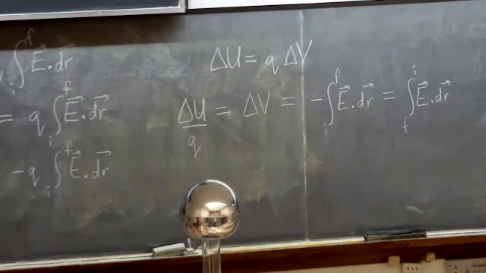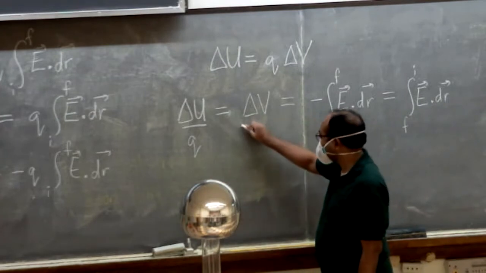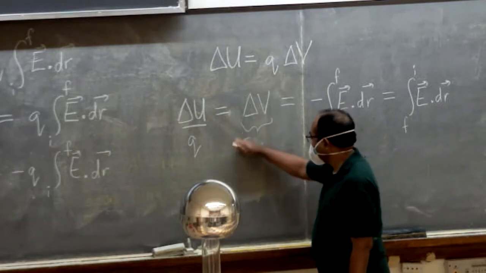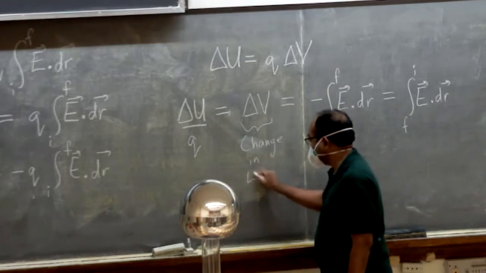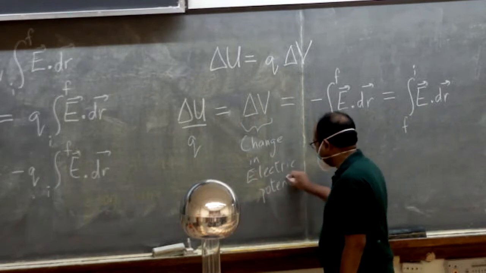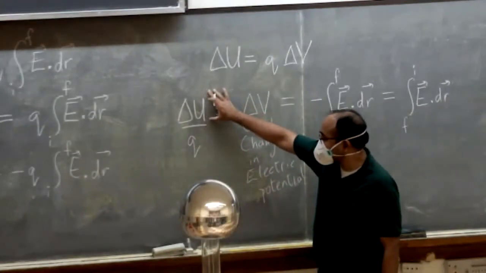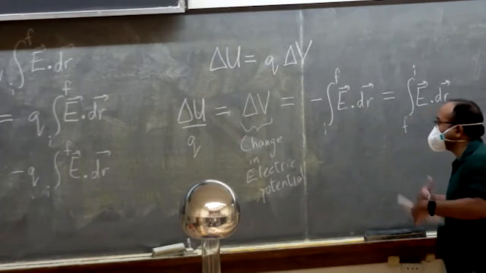Questions? Yes. Good question. So from here we can see that this is what we call potential. This is the change in electric potential. Let's just write it out: change in electric potential. And we can see that it is related to the change in potential energy per unit charge. But that doesn't really give us an intuition.